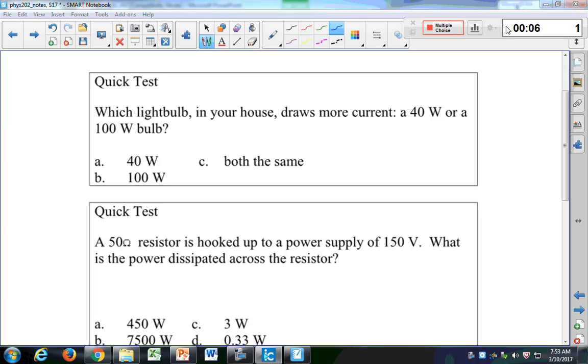Which light bulb in your house draws more current? Now, in your house, the voltage is constant. Everything in your house operates at the same voltage. You probably know it's what? It's 120, or sometimes we say it's 110. It's a difference in how we think about AC electricity, but we'll say it's 120. So everything in your house, whether it's a 40 watt or a 100 watt bulb, operates at 120 volts.